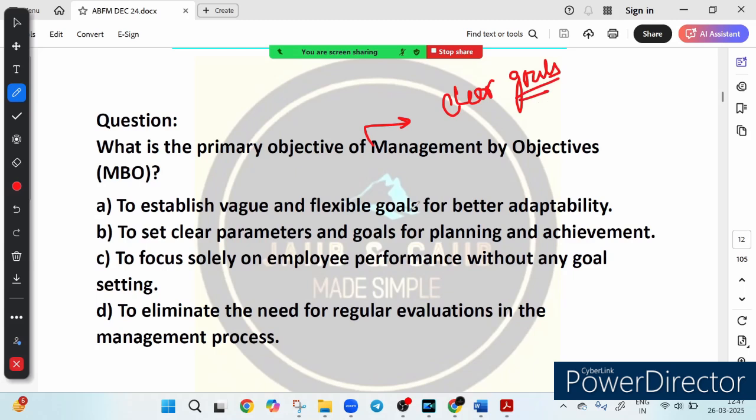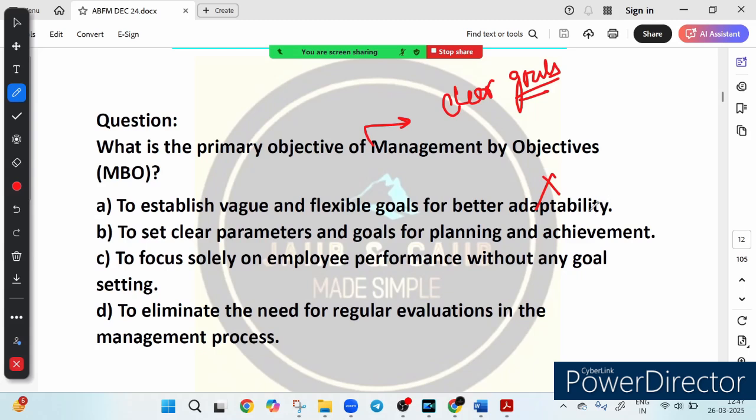Option A, to establish vague and flexible goals for better adaptability. This is wrong, because it suggests that MBO is about setting unclear and flexible goals so that business can easily adapt to changes. So imagine a company tells its sales team, just try to increase sales, we will see how it goes. Why is this incorrect? Because MBO is not about setting vague goals. It focuses on specific, measurable and well-defined objectives.